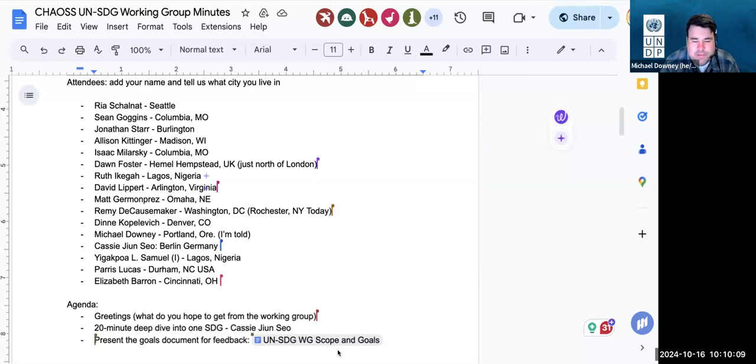Michael Downey here from the United Nations Development Programme and our OSPO, where we are the international development arm of the United Nations, working in over 170 countries, doing many things, including most recently trying to bring better understanding of open source to countries to help build their open source ecosystems at national and local levels to accelerate their progress toward the SDGs.